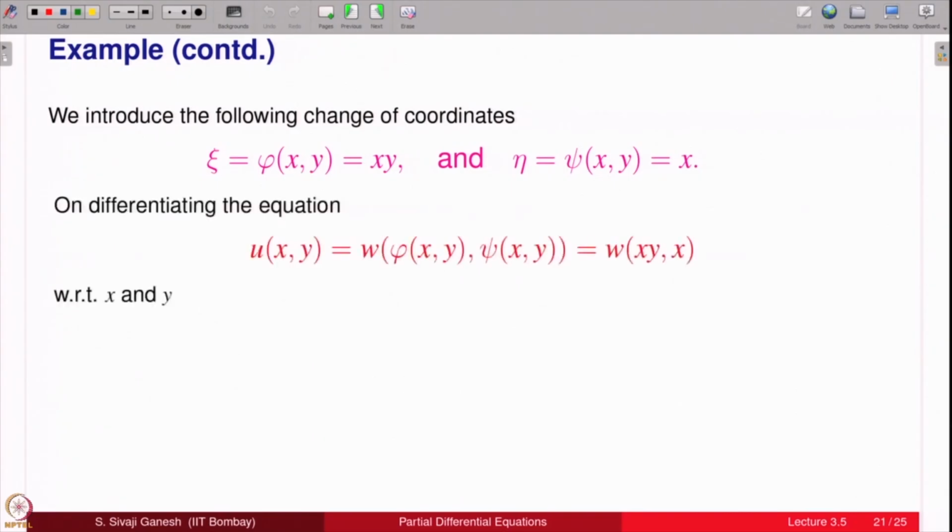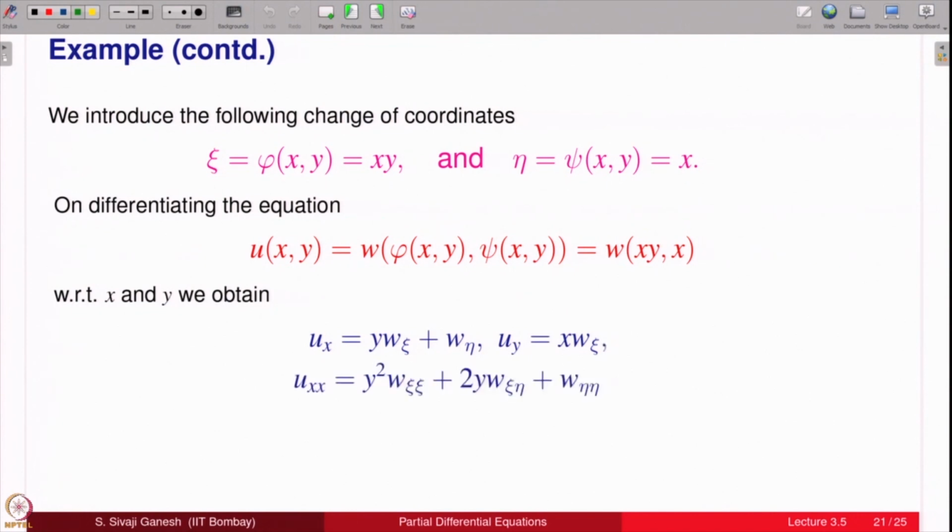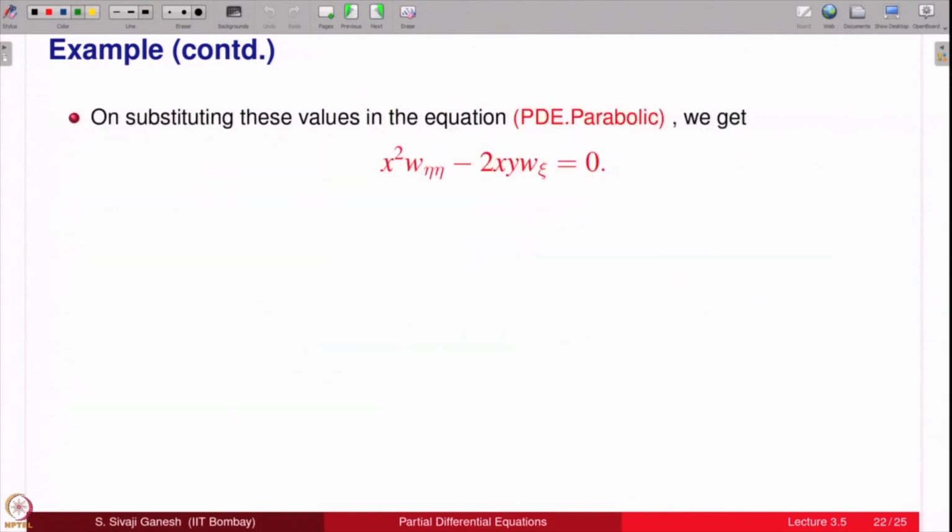On differentiating, u of xy equal to w of xy comma x, we compute the derivatives and then go back and substitute in the given equation. So, ux, uy are computed like this, uxx is this, uxy is this, uyy is this. Please do the computations on your own, pause the video and do the computations. Substituting these values in the given equation, we will get this. Of course, this equation still has x and y.